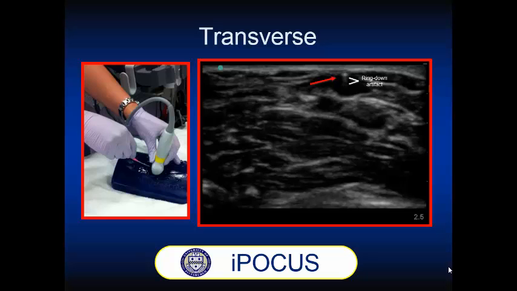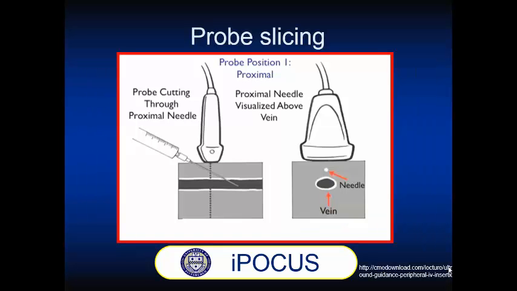Sonographically, the needle will appear in its transverse orientation as a small, round, hyperechoic structure with ring down or reverberation artifact posterior to it. Once you visualize what appears to be the needle tip, you must confirm that what you are seeing on the screen is in fact the tip and not another portion of the needle, since the needle will appear as described when the probe is placed over any part of the catheter. This concept is termed probe slicing and is the biggest pitfall when performing the transverse approach.